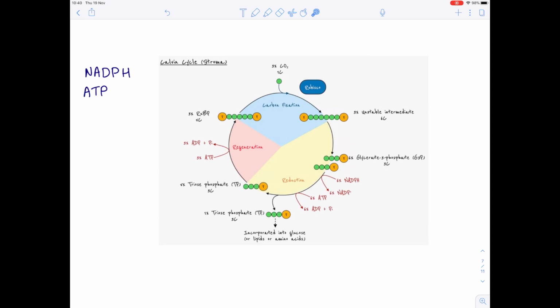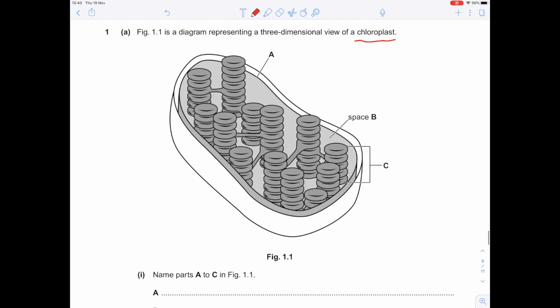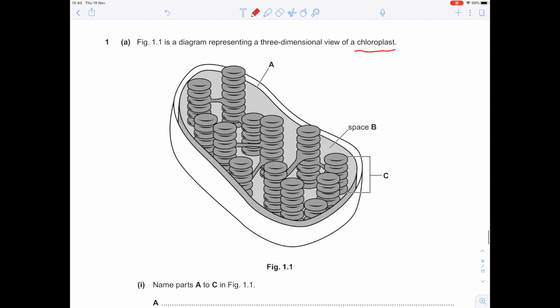Now I want to show you some past exam questions so you can have a real idea as to how you're going to be tested on this. 1A, figure 1.1 is a diagram representing a three-dimensional view of a chloroplast. Name parts A to C in figure 1.1.